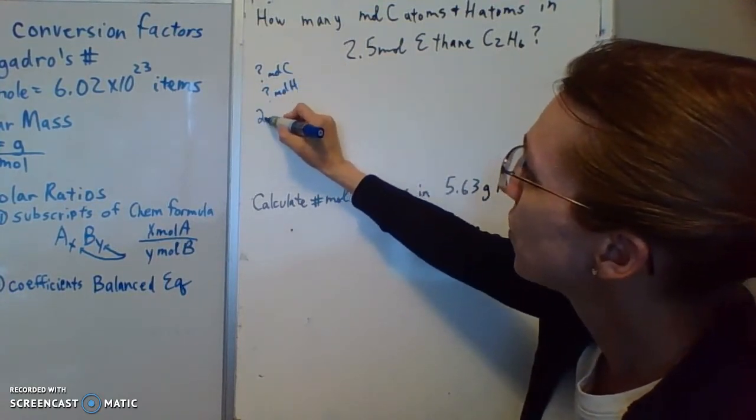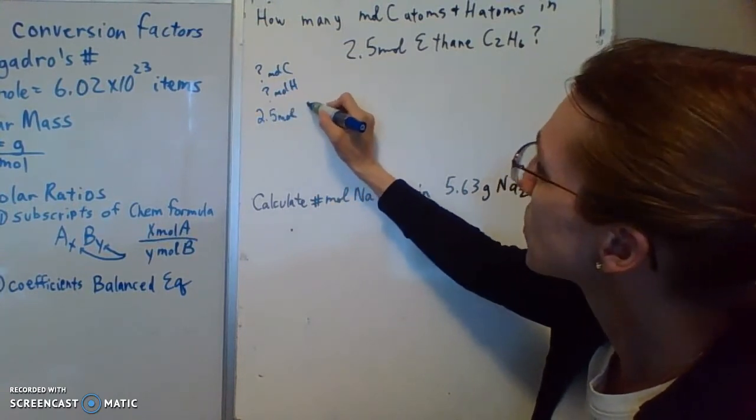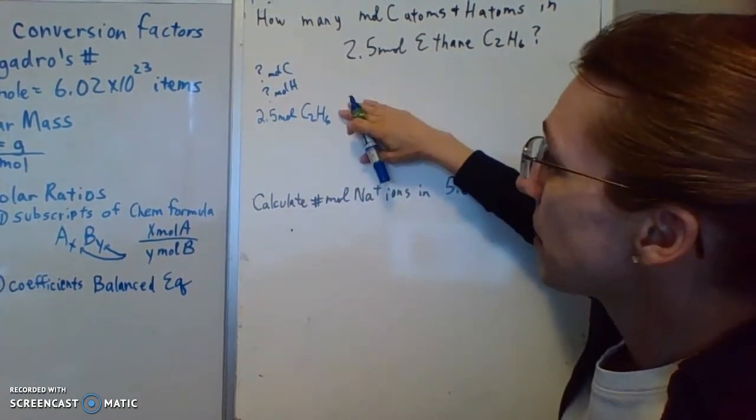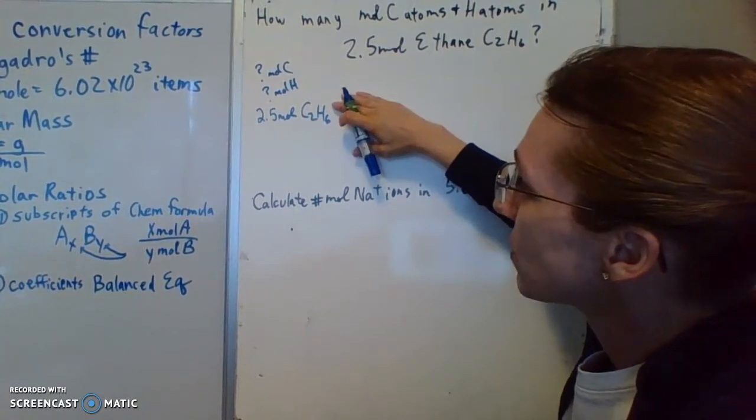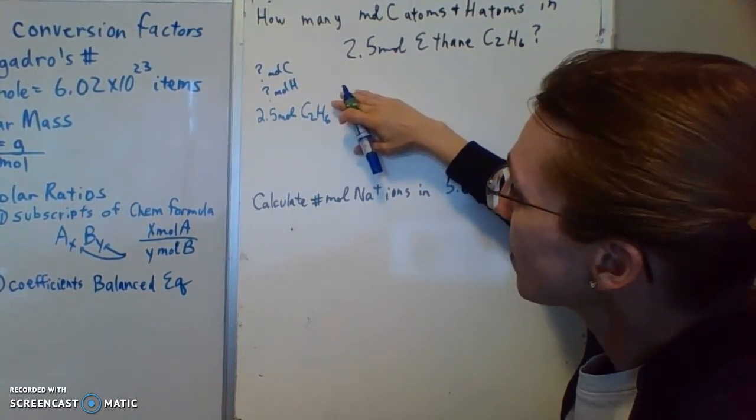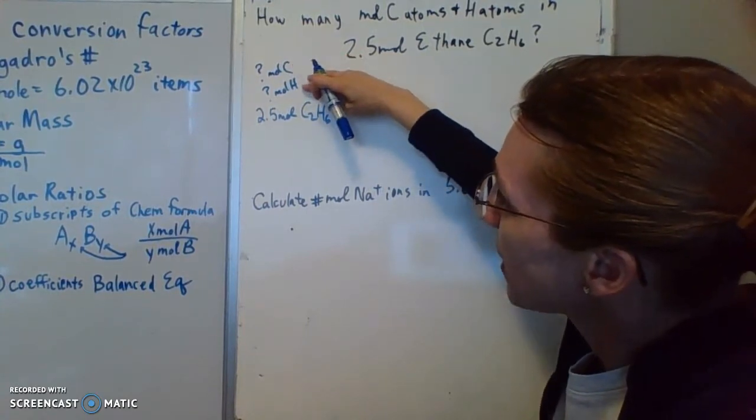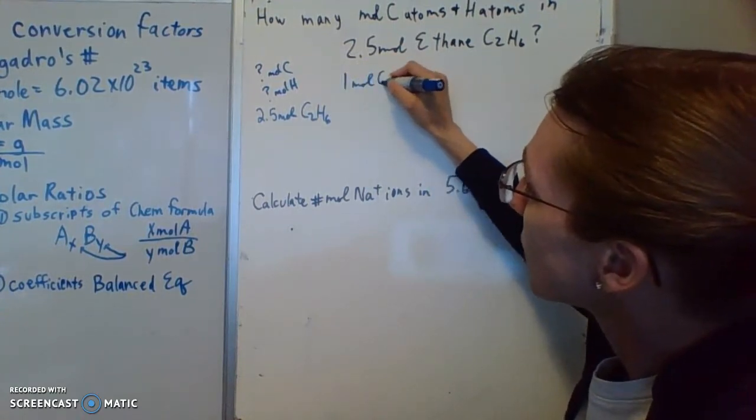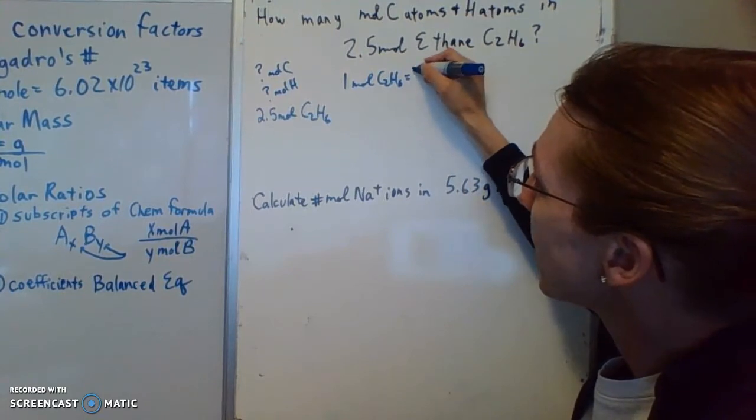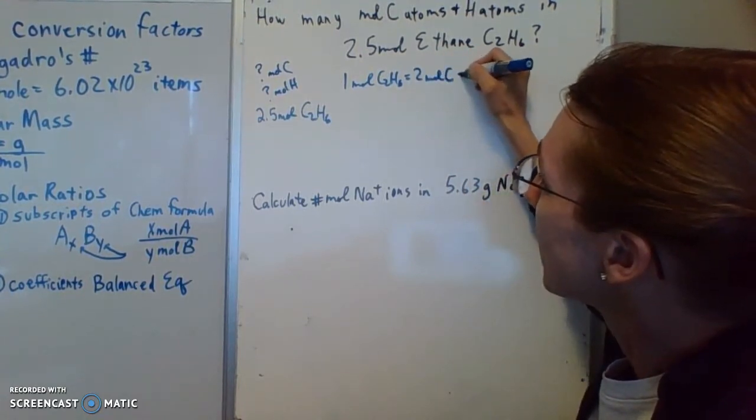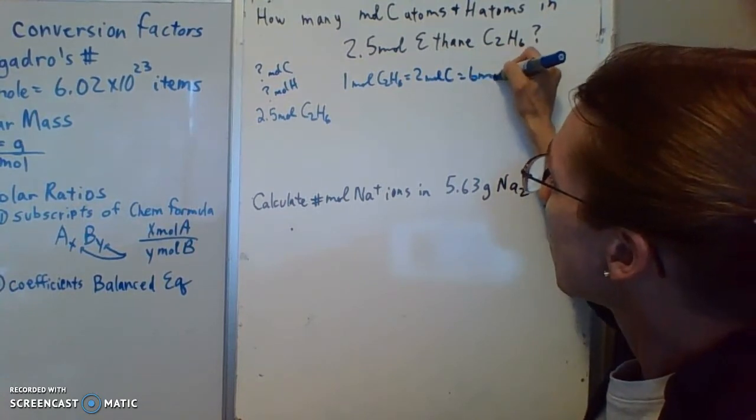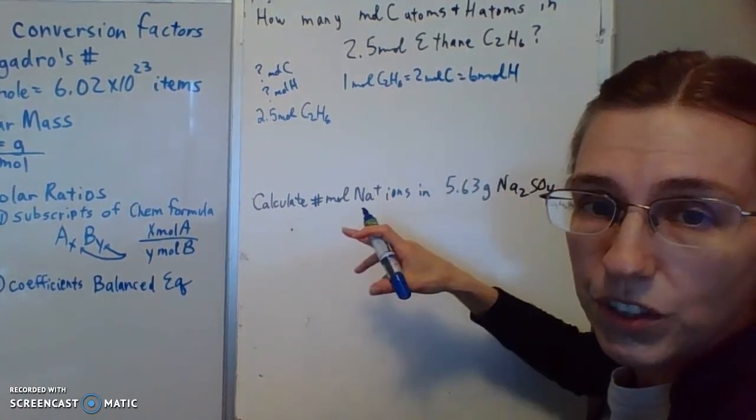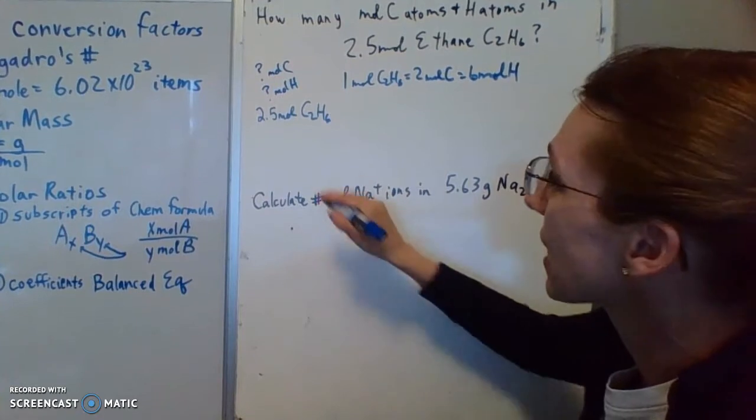and it gives us 2.5 moles of C2H6. Okay? So we want to remember that C2H6 is our compound, and we've got carbon and hydrogen are part of that compound. So for every 1 mole of our C2H6, we get 2 moles of our carbon, and we have 6 moles of our hydrogen. Okay? You can take any 2 of those and make them into conversion factors. So that's exactly what we're going to do.